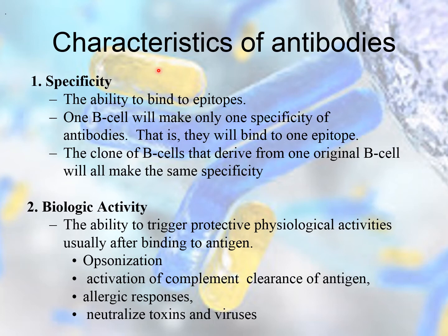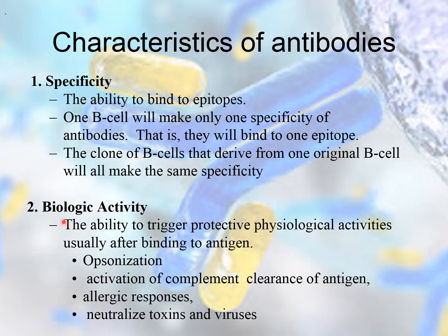Now let us discuss the characteristics of antibodies, that is their specificity and their biological activity. Let's discuss specificity first. By specificity we mean that the antibody has the ability to bind to a specific epitope. So one B cell will produce antibodies that will bind to only one epitope. However, all the clones of this B cell will have the same specificity.